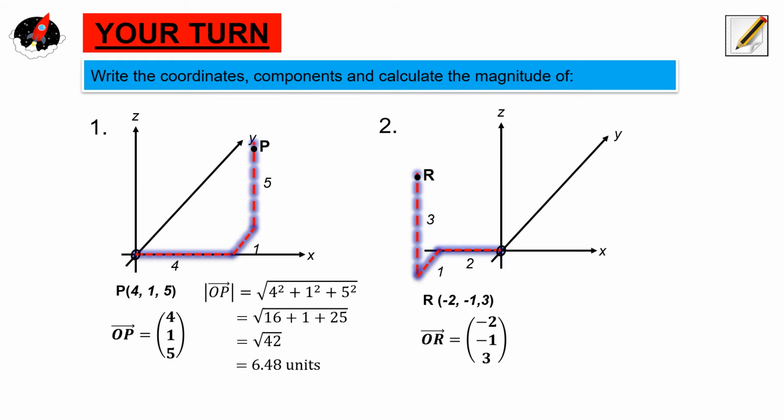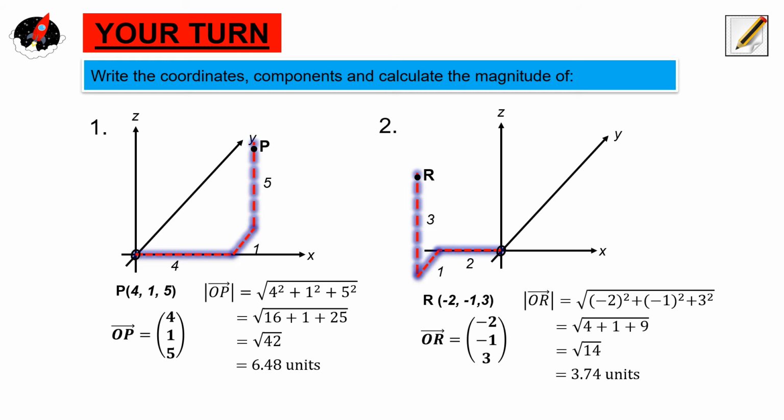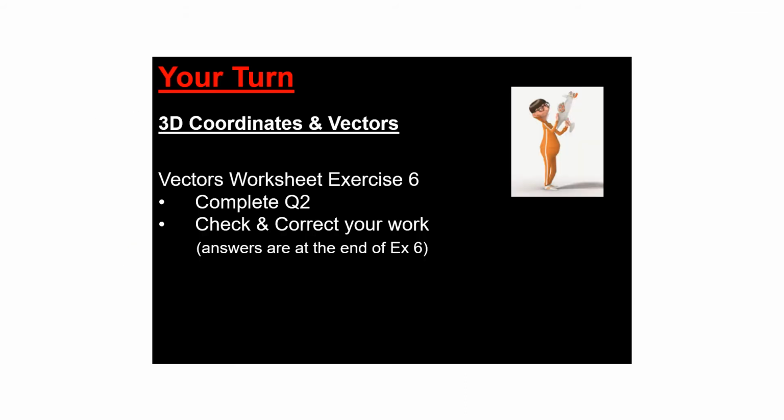And then lastly, the magnitude of OR would be the square root of -2 squared plus -1 squared plus 3 squared. And working that out, we get the square root of 14, which would simplify to 3.74 to 2 decimal places. Okay, so that wasn't particularly difficult, short and sweet there. So go back to the vectors worksheet, exercise 6 please, and complete the examples in question 2. Check and correct your answers and then come back to the video for the remainder of today's work.